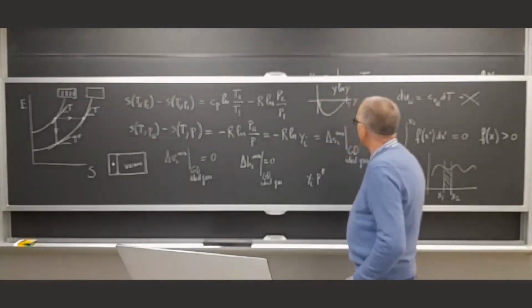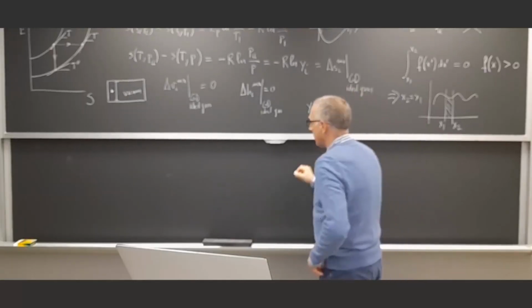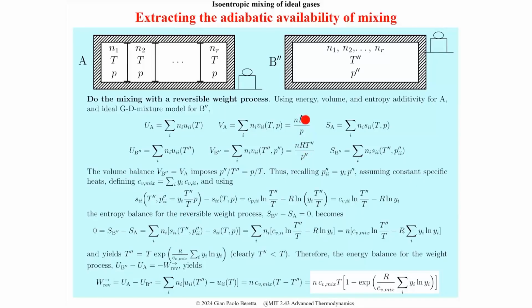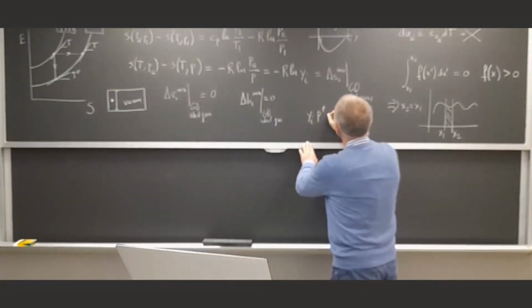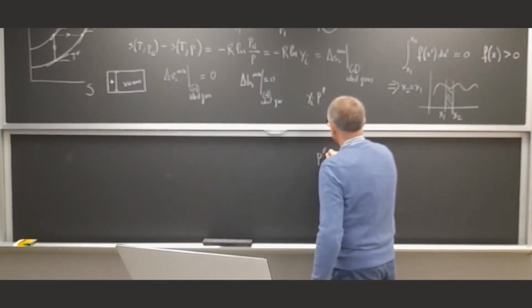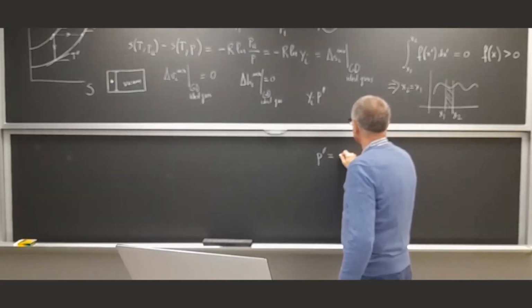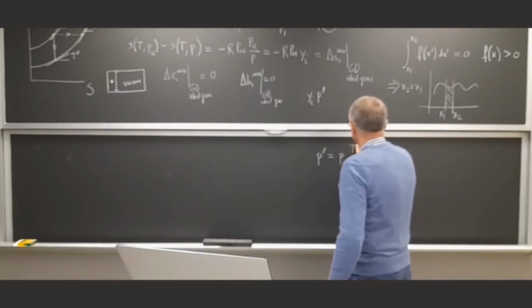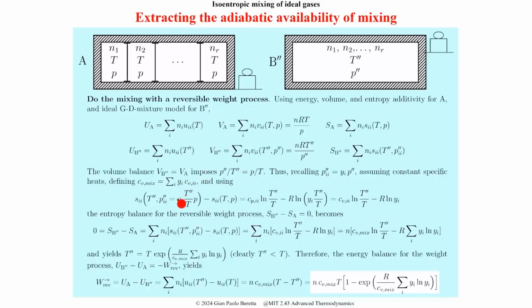But if we remember the equation, if we look at the volume balance, which is written here, P double prime over T double prime is equal to P over T. So I can think of P double prime as P times T double prime over T. Okay. And that's why I am writing this here.